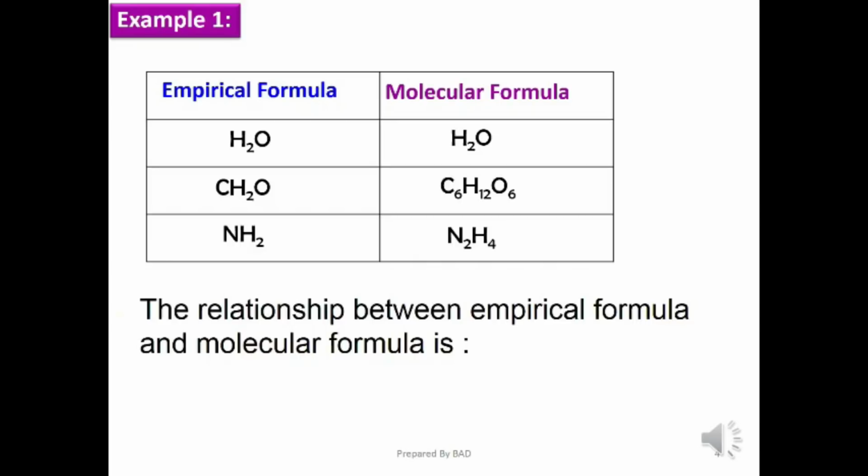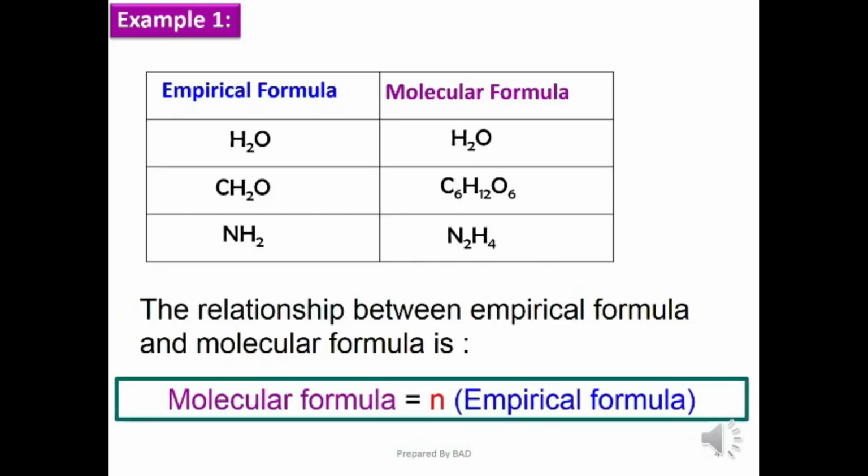So the relationship between empirical and molecular formula is like this. Molecular formula is n times the empirical formula. So for water, n is equal to 1. For glucose, n is equal to 2, and the same for hydrazine, n is equal to 2.